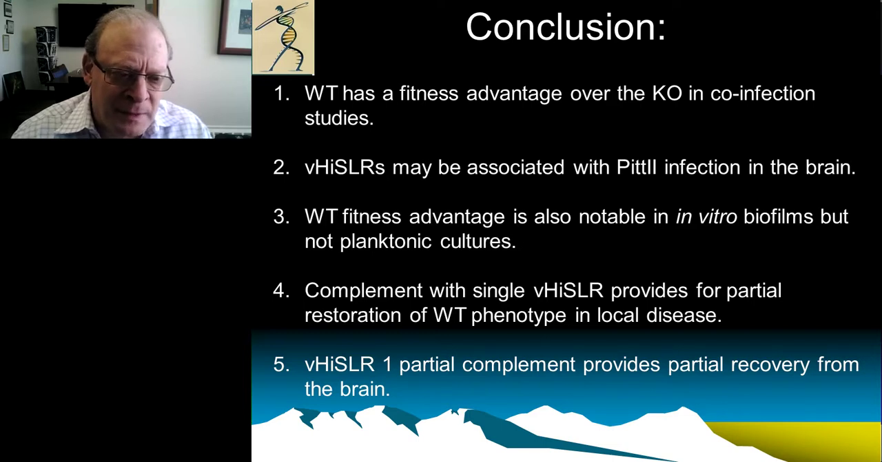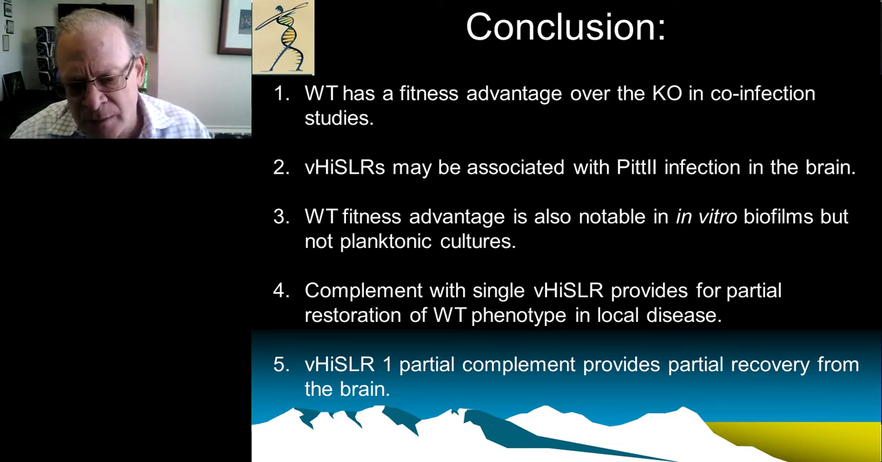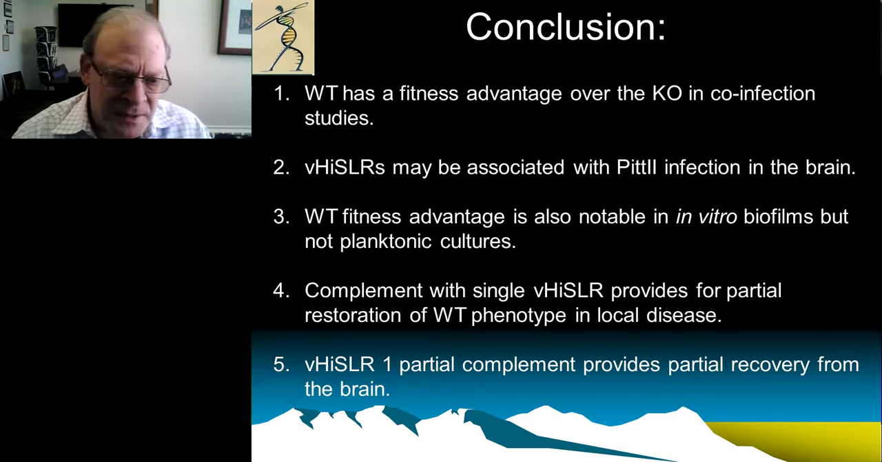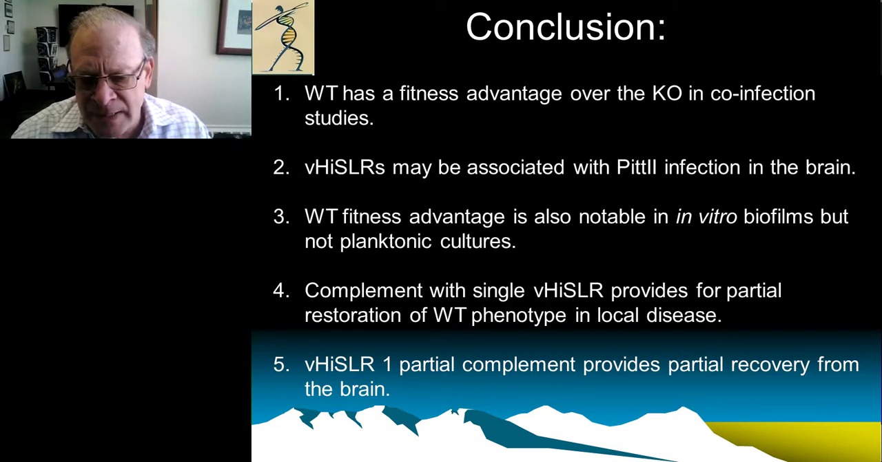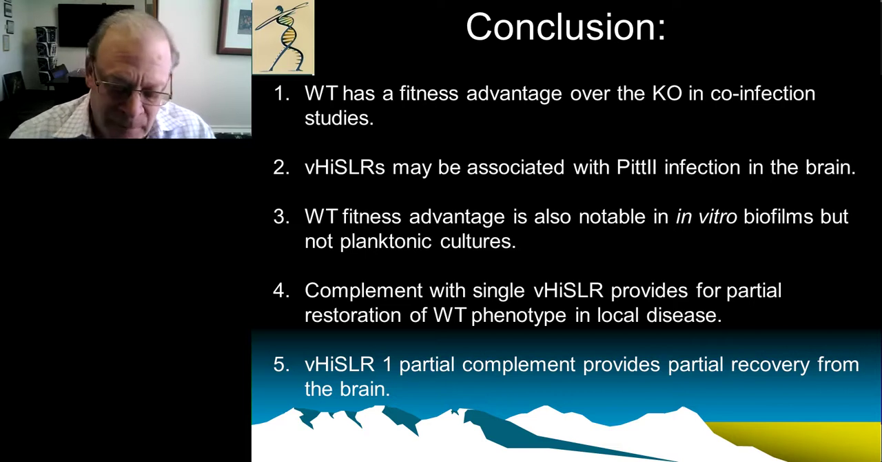We did a complementation experiment where we put 1 copy of the VHISLR back in, and it partially restored the wild type phenotype for local disease, but we still didn't see any in the brain. Remember, the parent has 4 copies of the gene. So we conclude that there's a copy number effect, based on the difference between the single complement and the wild type.